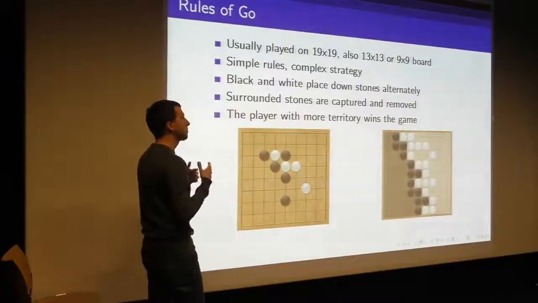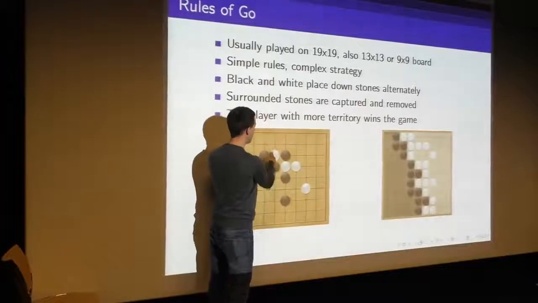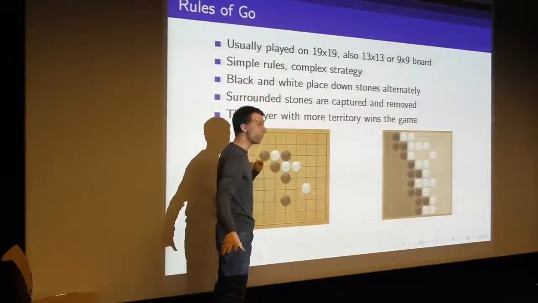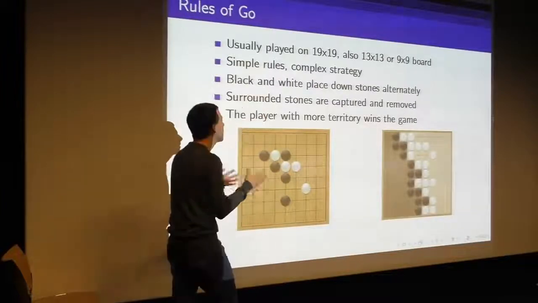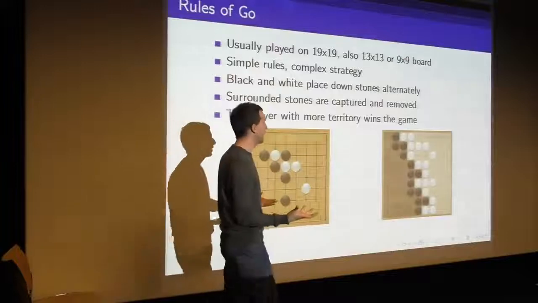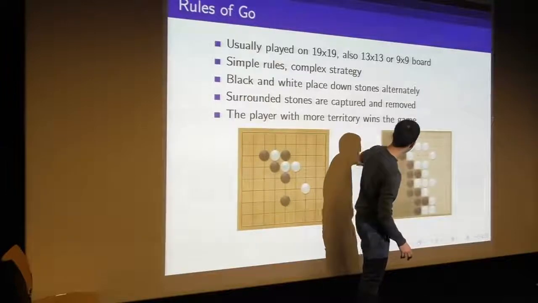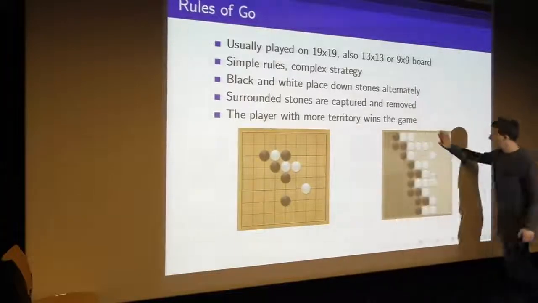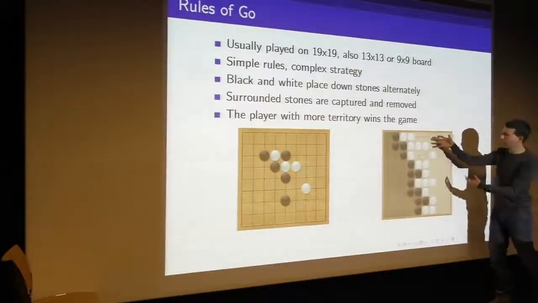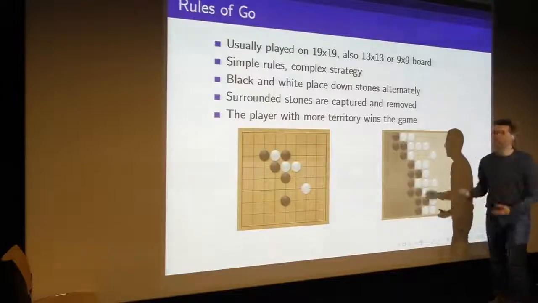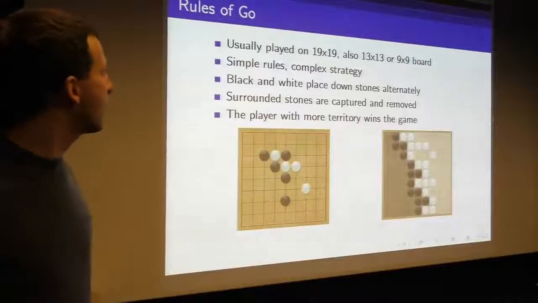There are basically two rules. The first rule is that if you completely surround a stone, then it gets captured and removed from the board. Or if you surround any contiguous block of stones, similarly they get captured and removed from the board. At the end of the game, the player with more territory wins the game. So this is an end game position, and we see that black has surrounded this number of intersections, but white has surrounded more intersections over here, so in this position white would have won the game. The goal of the game is to place down your stones in the way that maximizes the amount of territory you get. Okay, so it's a fun game.